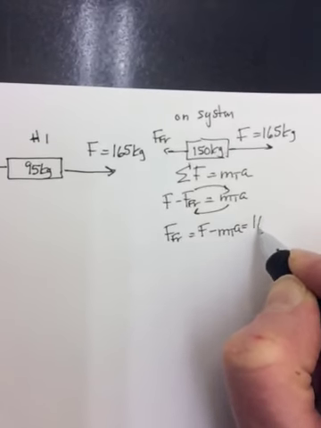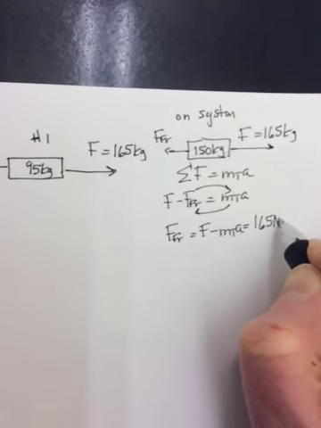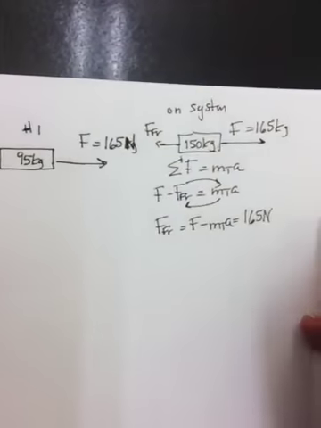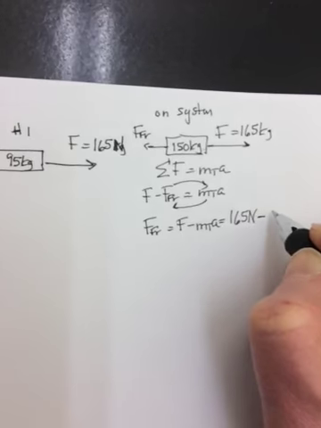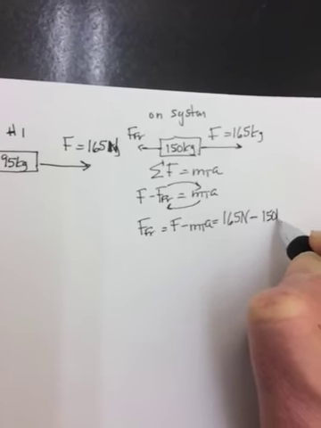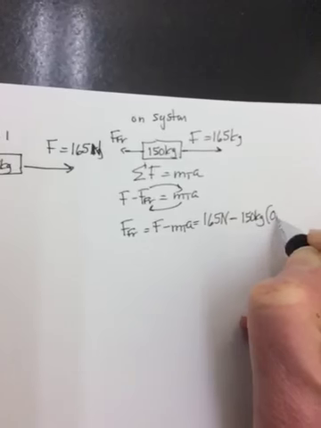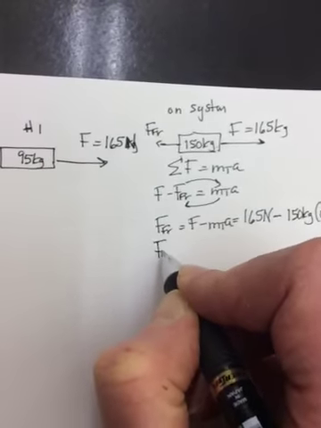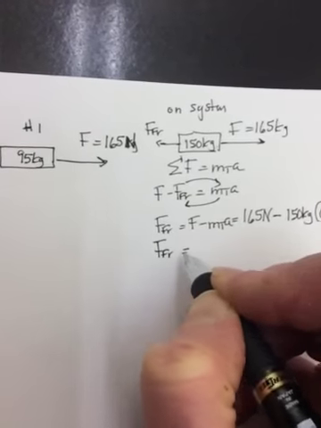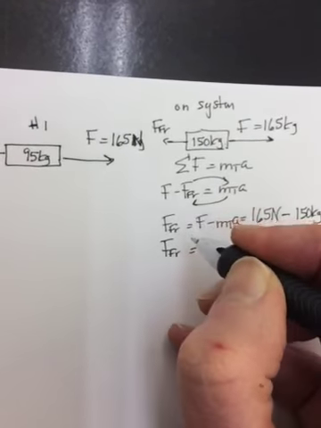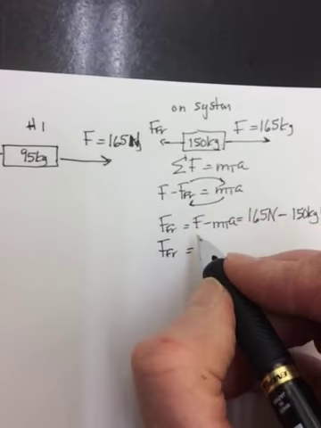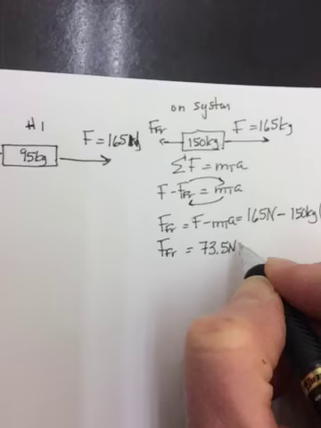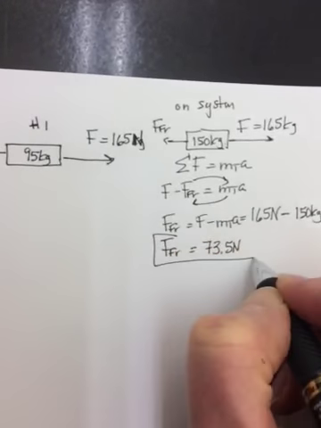F is 165 newtons. Who put kilograms there? M is 150 kilograms for real this time, and A is 0.61 meters per second squared. And so when you do this, you get the friction on the whole system to be 73.5 newtons. Okay? That's on the whole system.